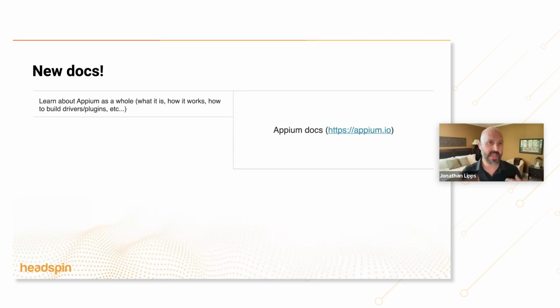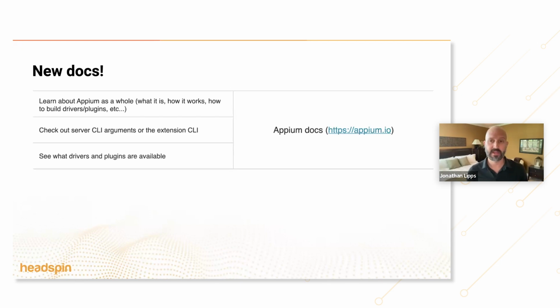So this is a helpful little chart here. If you want to learn about Appium as a whole, read about what Appium is and what Appium clients are and what Appium drivers are and how to build Appium drivers, go to the Appium docs. That's where that information will be. If you want to know what the server arguments are, like what command line arguments can I pass to the Appium server to make it do different things, like load plugins or run on a different port or whatever. Or if you want to know how to use the new extension CLI, Appium driver install or Appium plugin update or whatever, that's all part of the Appium docs at appium.io.